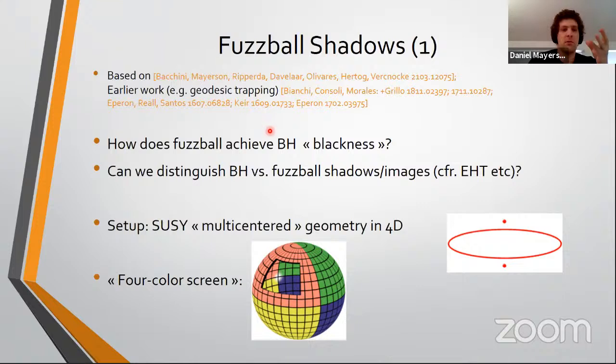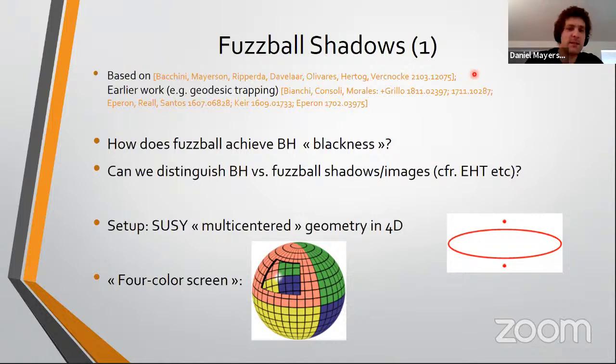There's been some earlier work on, for example, geodesic trapping and works on various aspects of geodesics. But I'm going to be focusing on our paper that came out recently, which was really investigating this. I think for the first time, really having images of actual fuzzballs in 4D, right? So having an understanding of what these geometries look like when you consider null geodesics in them.